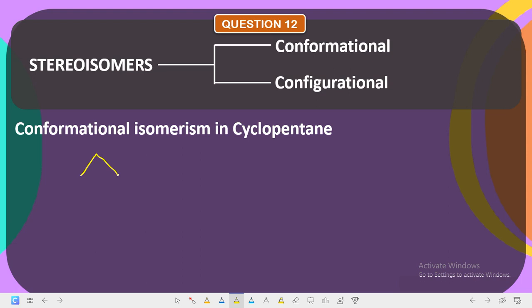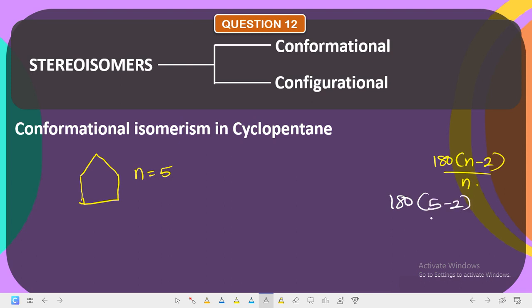Now let's talk about that of cyclopentane. This is the structure. What will be the bond angles for each of them? Now in this structure our N is equal to 5. So it becomes 180 bracket N minus 2 divided by N. Now this formula is something that you should know, so that you don't go to the exam and start thinking of what is the bond angle for this, what is the bond angle for this. You just put it. This becomes 180 bracket 5 minus 2 divided by 5, and this will become 180 times 3 divided by 5. I think this will give us 540 divided by 5.